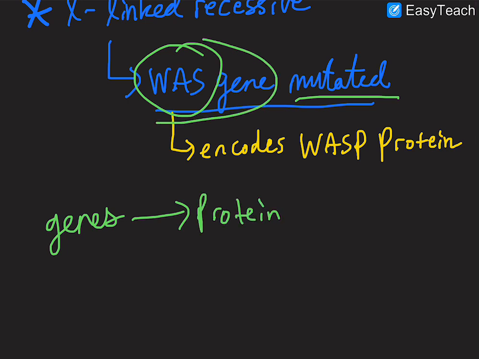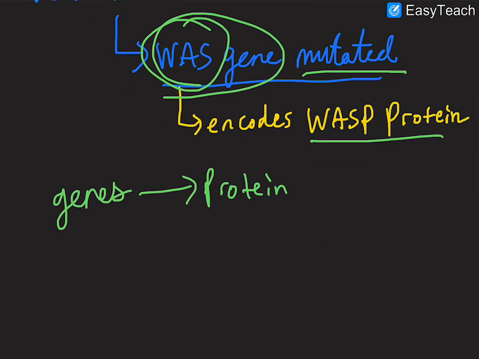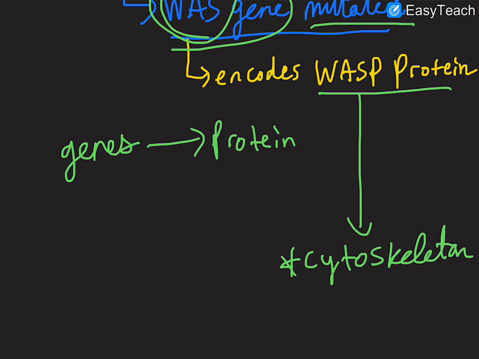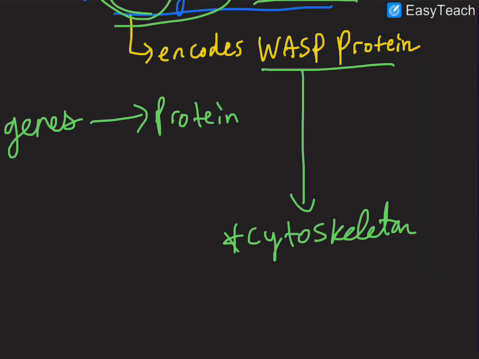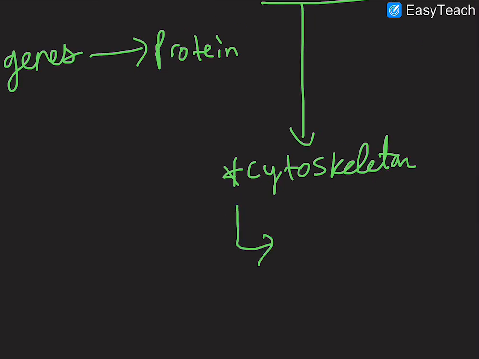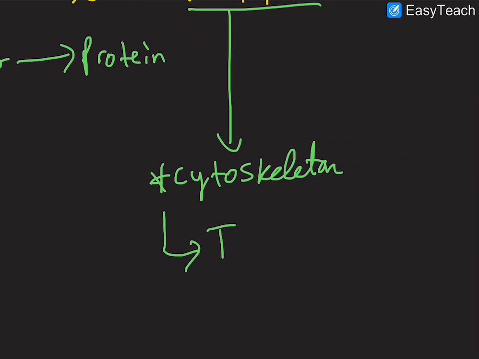And our WAS gene encodes the WASP protein. And the WASP protein, it turns out, is really important for the proper functioning of our cytoskeleton. And remember, if our cytoskeleton doesn't work inside our cells, then our cells won't work properly. So what cells does this syndrome affect? It affects our immune system cells.